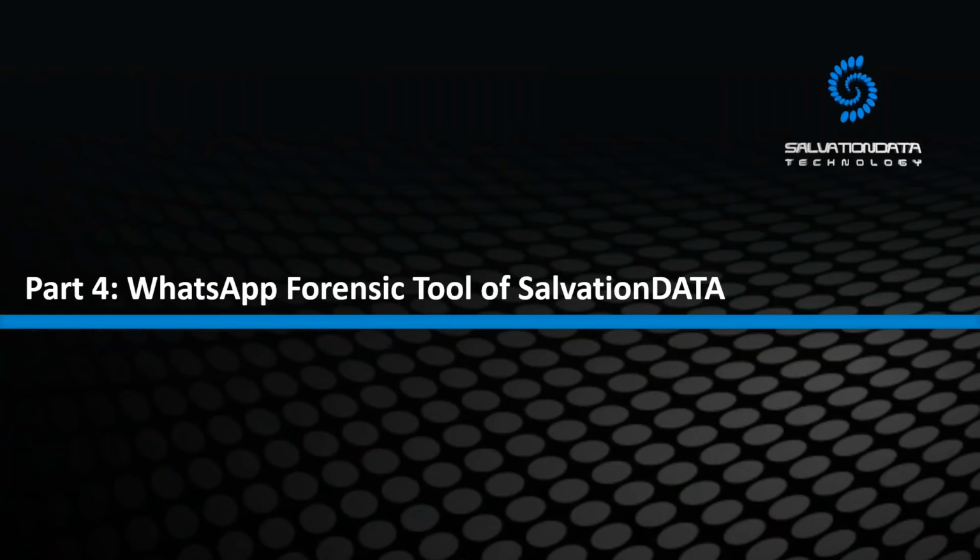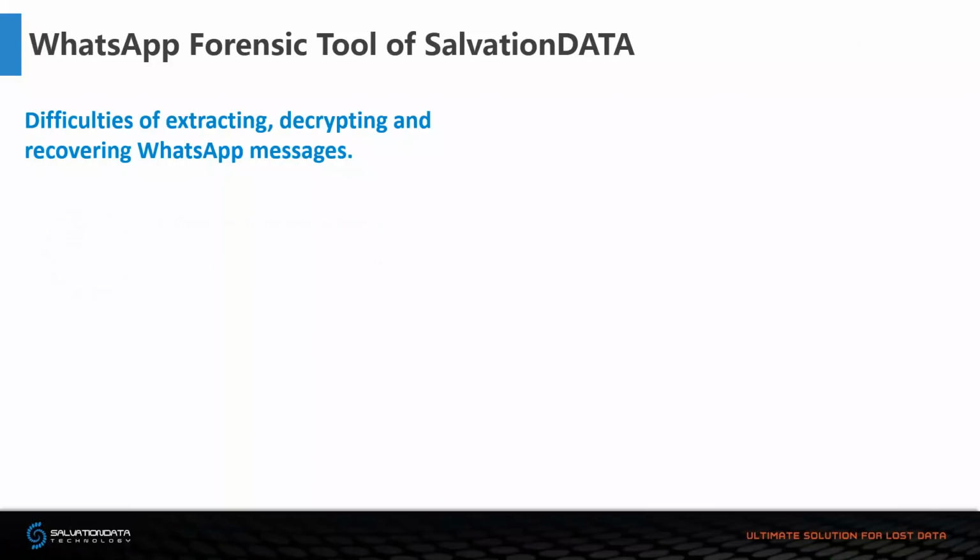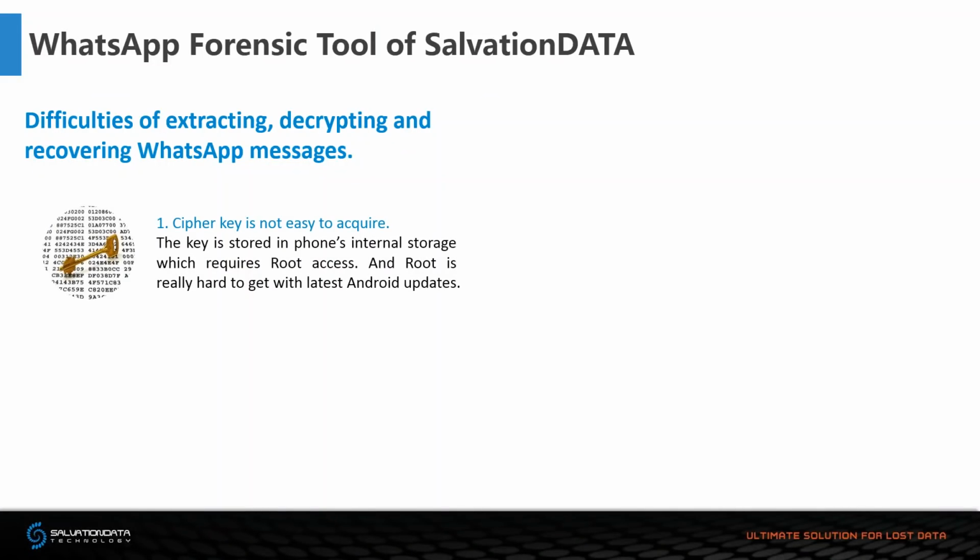Part 4, WhatsApp Forensic Tool of Salvation Data. So we have discussed a series of ways to extract data from WhatsApp, but apparently there are a lot of operations that are not likely to be accomplished by a law enforcement investigator because we are not experts in computer science. And here are a part of the difficulties we will be facing during our WhatsApp forensics.